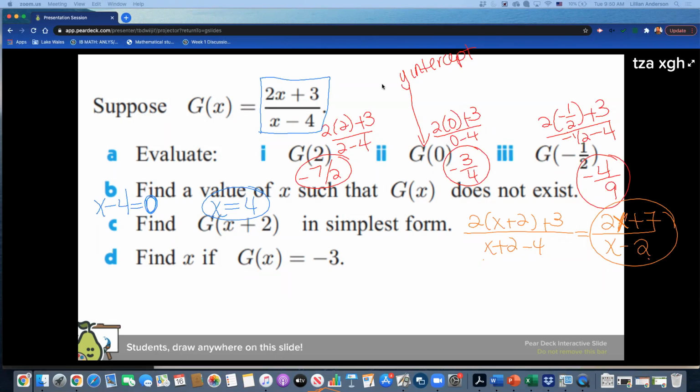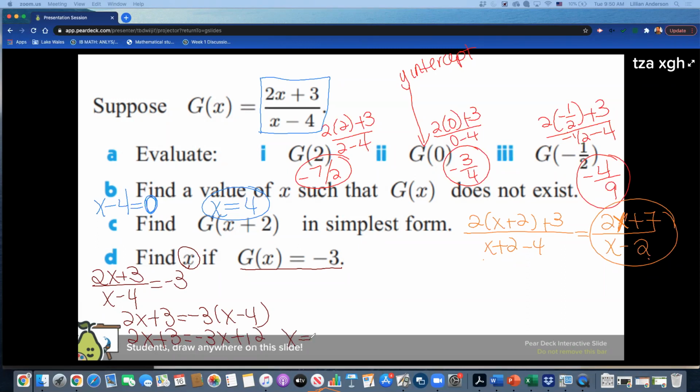Oh man, the last one. This one was different. It was asking you to find x when g of x is equal to -3. So how do I set it up to solve? You plug in -3 for g of x. I set it equal to -3. And this became an algebraic expression in which I needed to cross multiply or multiply by the denominator, distribute, and continue to solve. What did x equal once you actually solve for x? 9/5.